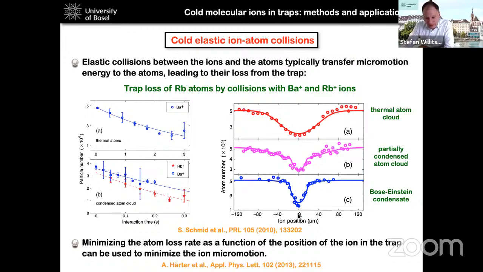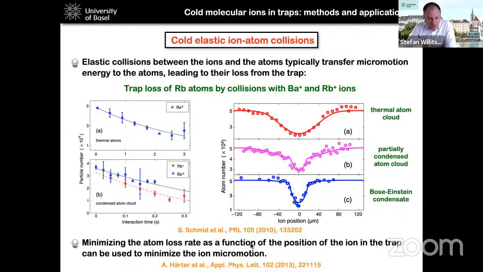And so what they have done is they have moved the ion in space through the atom cloud. And depending on what sort of atom cloud they had, either a thermal cloud or a partially condensed cloud or a fully Bose-Einstein condensed cloud, they could essentially map out the density profile of this atom cloud by just looking at the loss of the atoms through the collisions with the ions in this trap.